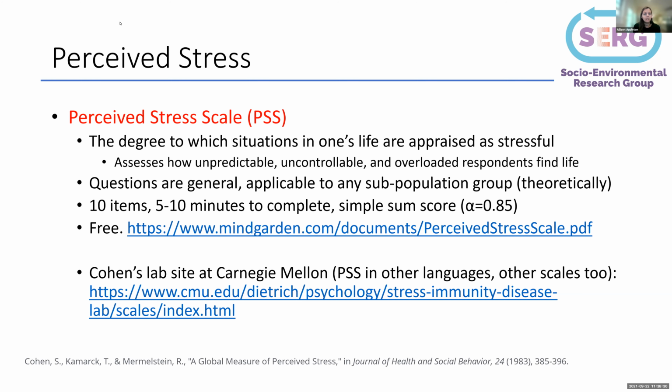The perceived stress scale is a 10-item questionnaire, so it's pretty short, 5 to 10 minutes to complete. It's participant self-report. You calculate a simple sum score, it has great Cronbach alphas, and it's free. Throughout all of my slides today, I'm annotating them with resources for you to draw from should you want to do this in your own work.